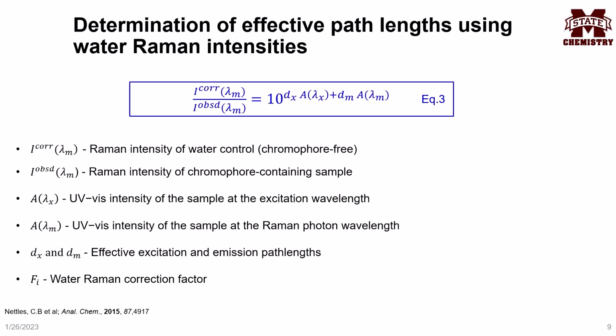This method considers water Raman intensities obtained at different chromophore concentrations. I corrected and I observed are the Raman intensities of the water control and the chromophore-containing samples. Aλx and Aλm are the UV-vis intensities at the excitation and Raman photon wavelengths. dx and dm are the effective excitation and emission path lengths, which can be determined by optimizing the Raman inner filter effect. Fi is the water Raman correction factor obtained by dividing I corrected by I observed.